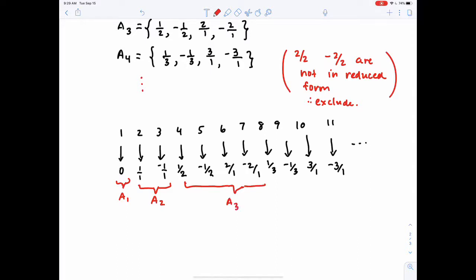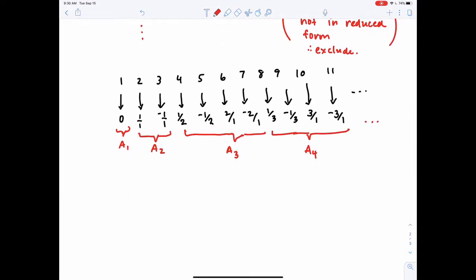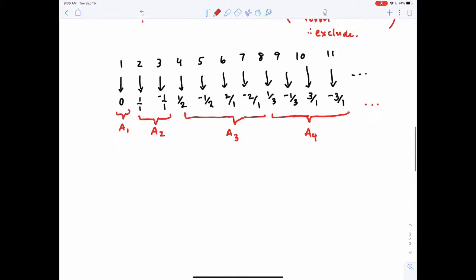Now, how you label the elements within the chunks themselves is up to you. There's more than one way that you can enumerate the rationals. I could have sent 2 to negative 1 and 3 to positive 1, for example. This is just one way to do it. And so since each rational number appears in exactly one set an, and each an contains finitely many numbers, if we line these up and label our elements, we have a bijection. So let me write that down.